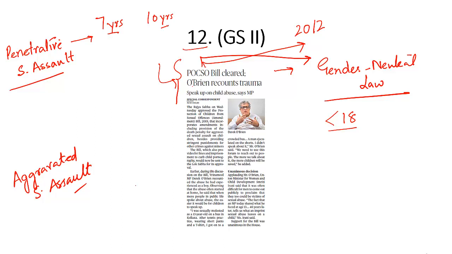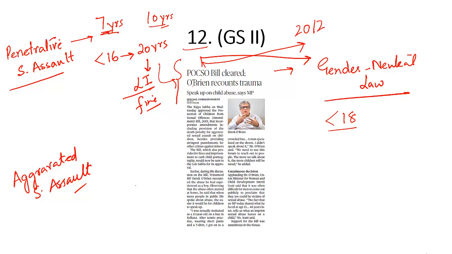One important thing, if the offender has committed sexual assault, penetrative sexual assault against a child who is less than 16 years of age, now the punishment will be 20 years or life imprisonment along with the fine. That means what is the major difference between the POCSO Act of 2012 when it was amended in 2016 and the current changes? The punishment have been enhanced. So initially it was 7 years, now it is 10 years.